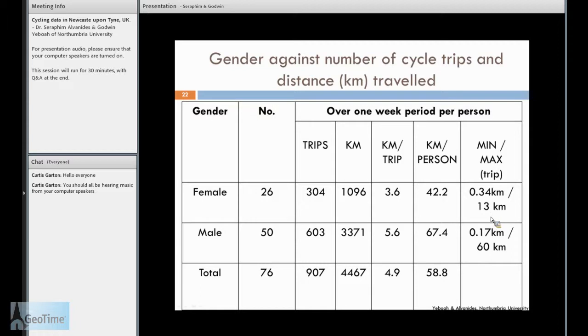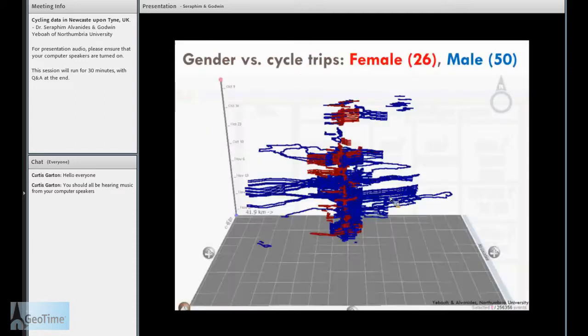The maximum distances tend to be shorter for women, and also in terms of kilometers per person. And they also cycle shorter trips. And of course, what is very interesting then is to visualize this kind of information in both space and time. And what we have here is the women in red and the men in blue. And you can see visually the summary results that I presented earlier.